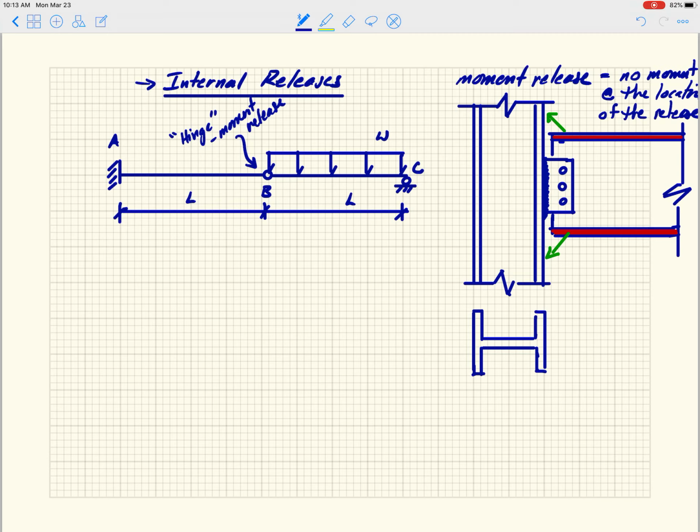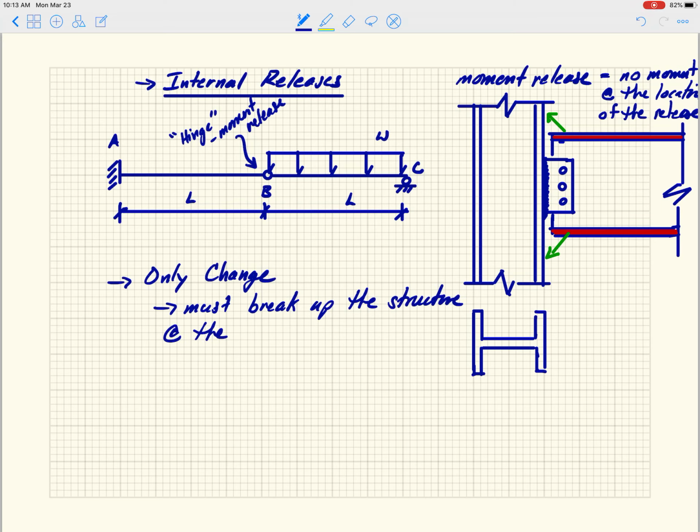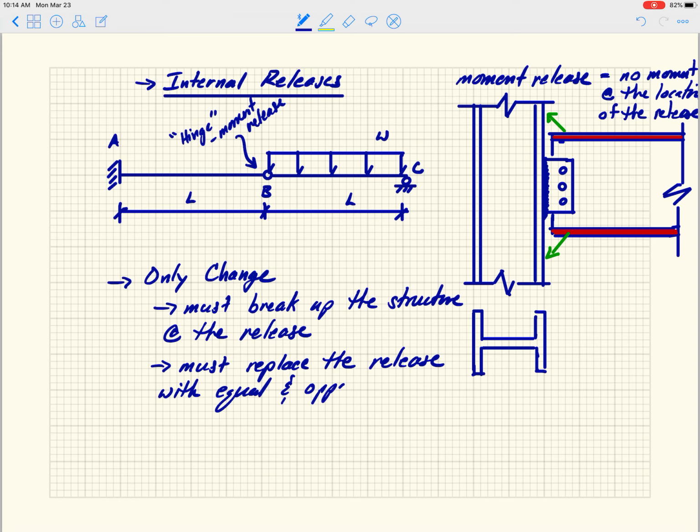So let me see where my notes are. Okay, so the first rule, and really the only thing that makes this different, the only change, is you must break up the structure at the release first, and second, you must replace the release with equal and opposite forces that the release can transfer.